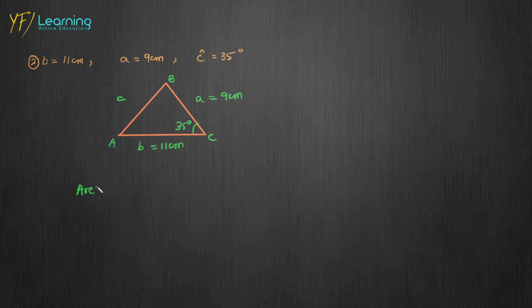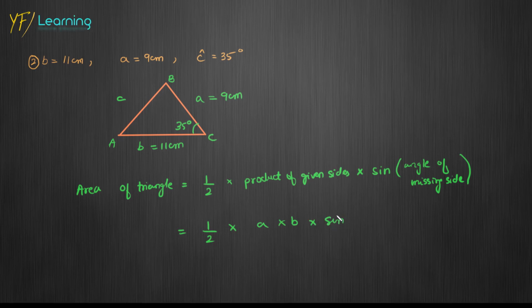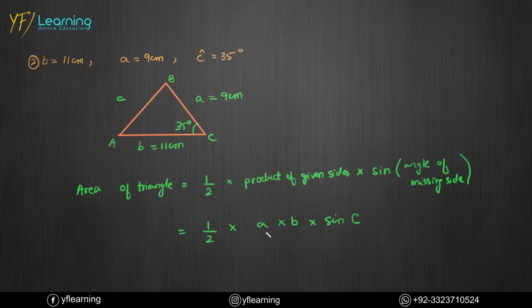So the area of this triangle is equal to half times the product of given sides multiplied by sine of the angle of the missing side. Half times the product of given sides, meaning a and b, these sides are given, and sine angle C is missing between sides a and b.